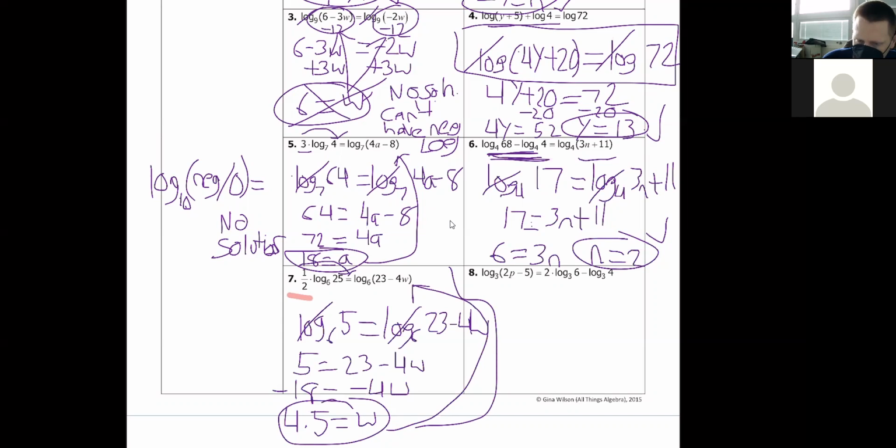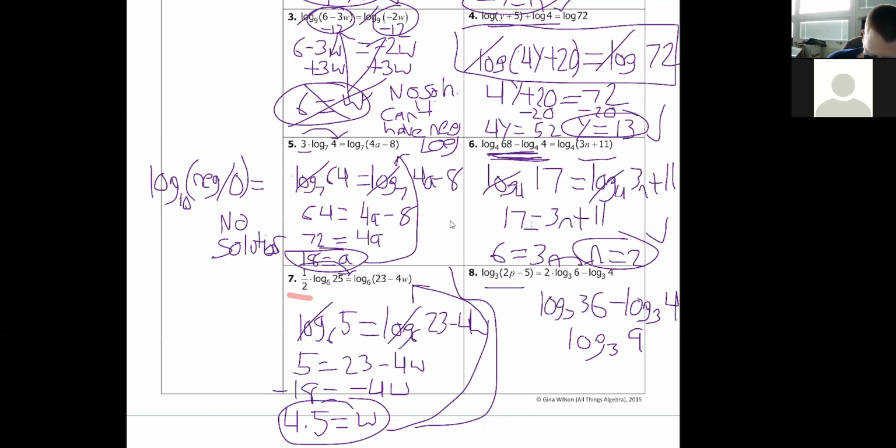Similar idea with number 8. There's nothing you have to do on the left side, but this one you could first take the 2 up to be a power. So this would really be log base 3 of 36 minus log base 3 of 4. Remember, you can then divide those. So basically you would have on the right side log base 3 of 9.